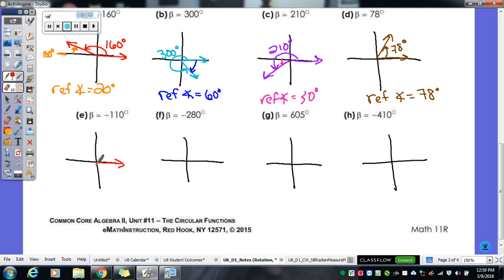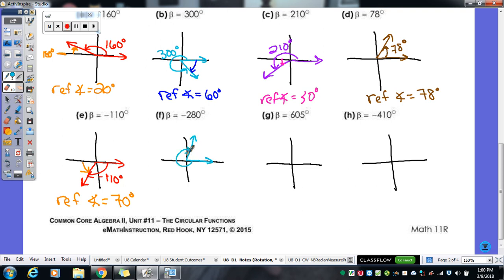Negative 110 degrees. That's over there in the 3rd quadrant. Our reference angle would come down from the x-axis to meet the terminal ray there in the 3rd quadrant. It wouldn't be negative, it would just be 70. So our reference angle would be 70. Reference angles are never negative.